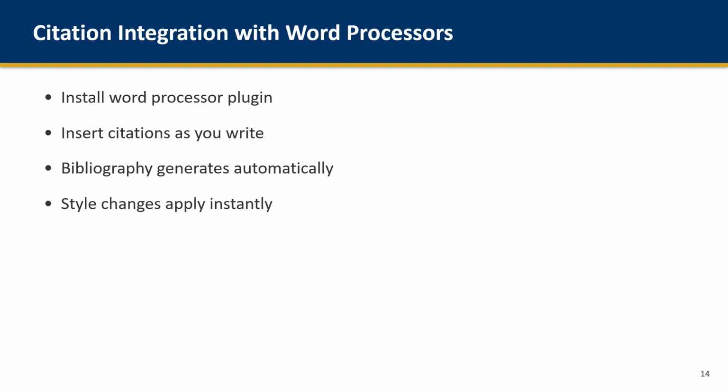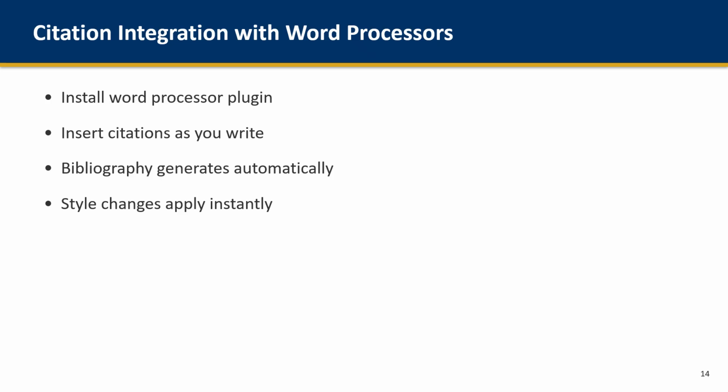Citation integration with your word processor is the feature that makes reference managers worth the investment. Once set up, this integration transforms the tedious process of formatting citations into something nearly effortless. Start by installing your reference manager's word processor plugin. Zotero, Mendeley, and EndNote all offer plugins for Microsoft Word. Zotero and Mendeley also support Google Docs. The installation process varies by tool but is generally straightforward. Follow your tool's documentation to ensure proper setup.